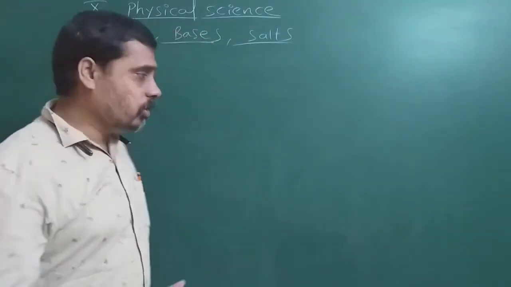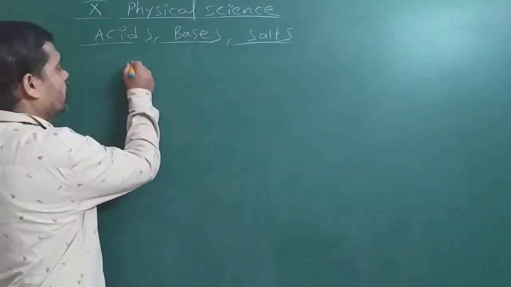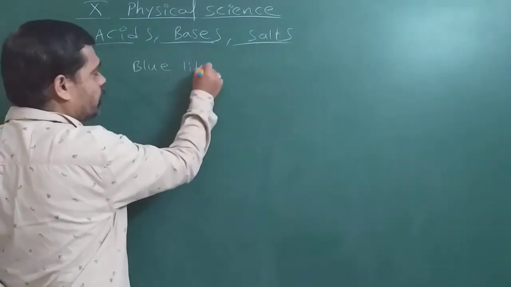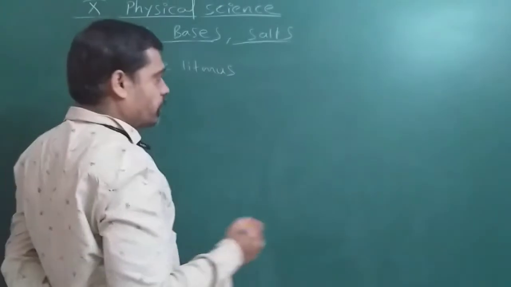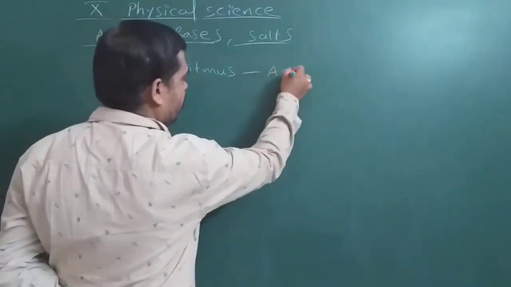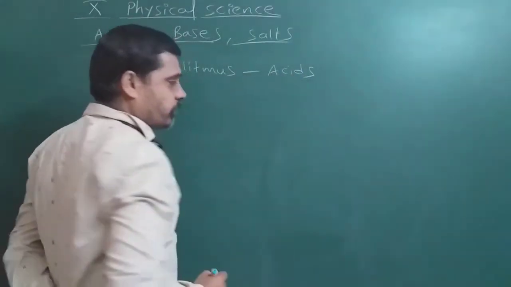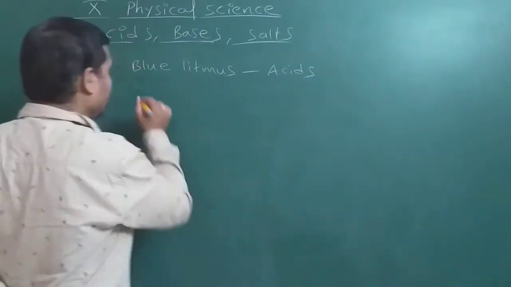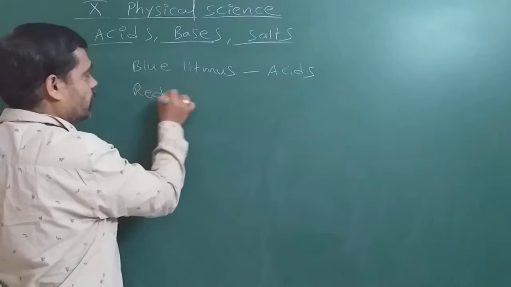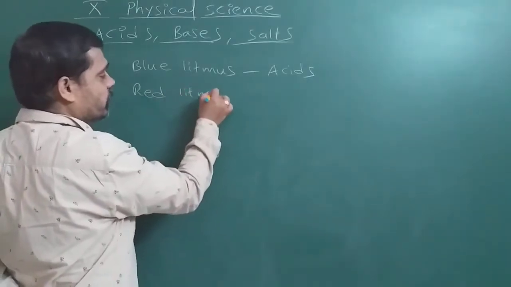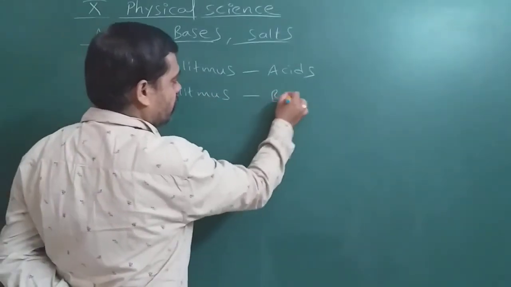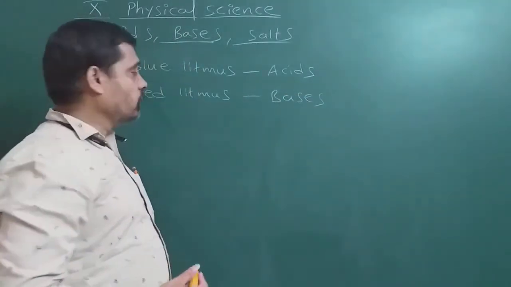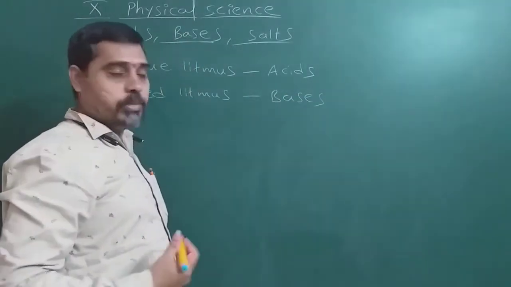Now we know that with the help of a blue litmus paper, we can test for acids. If you dip the blue litmus paper and it turns red, you can say that it is an acid. With the help of a red litmus paper, we can test for bases. If red litmus paper turns blue, then we can say that it is a base.